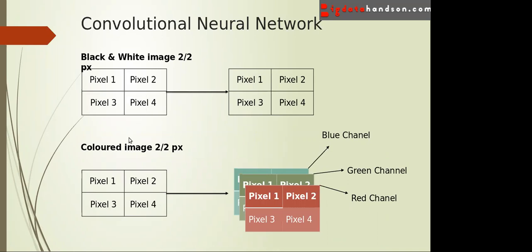Or if you have a colored image, it will have three channels, like RGB: red, green, blue. Each and every channel has a value between 0 and 255. So this is the colored image that we are going to use. In a colored image we'll have three channels, and each and every channel has 0 to 255 values.